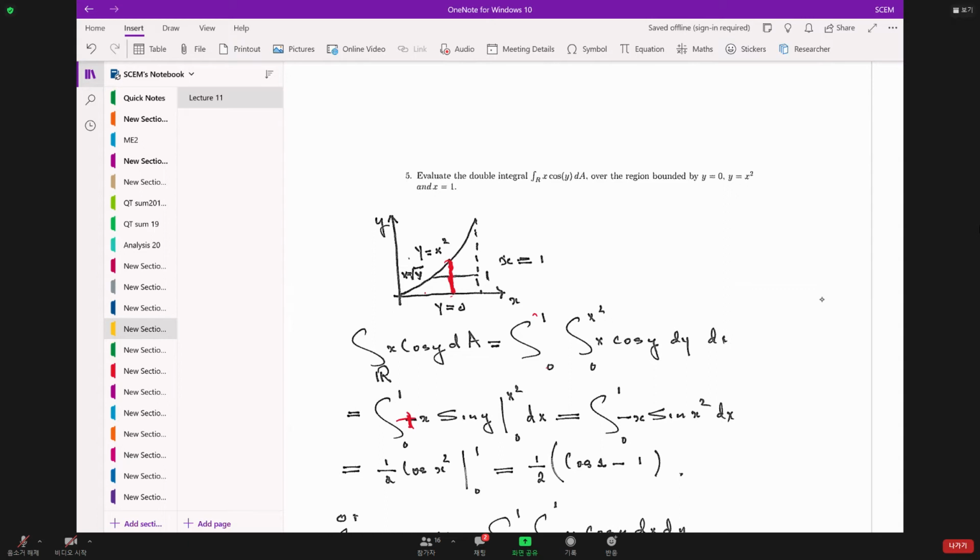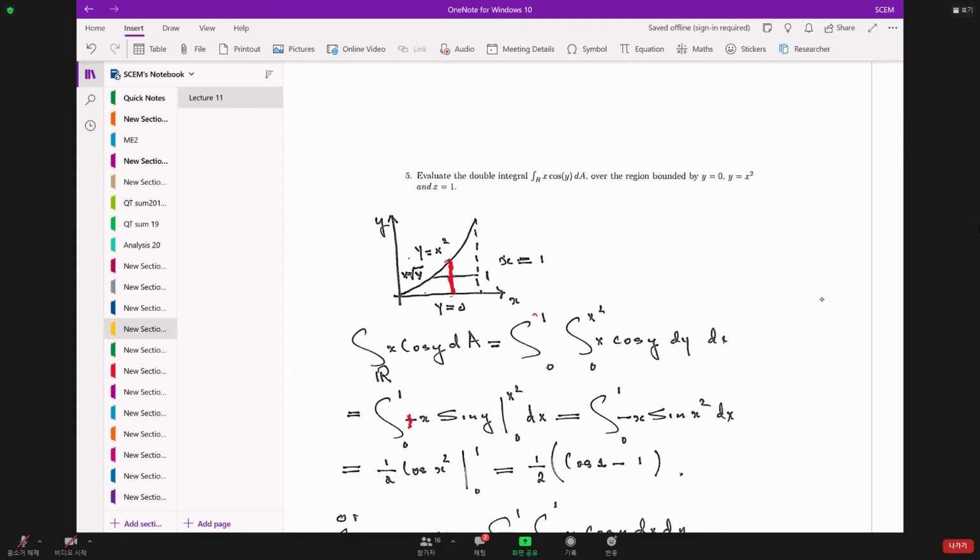Now, is that right? I think I'm right here. Yes, I'm correct. So because you integrate with respect to y, you get sine y, and your upper limit is x squared, lower limit is 0. The derivative of sine y is cos y, so the integral of cos y is simply sine y.